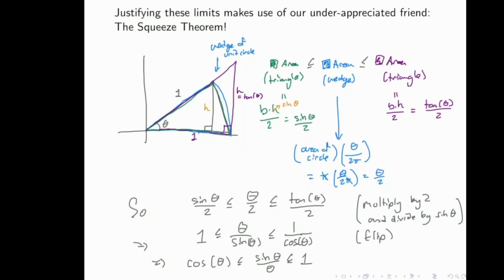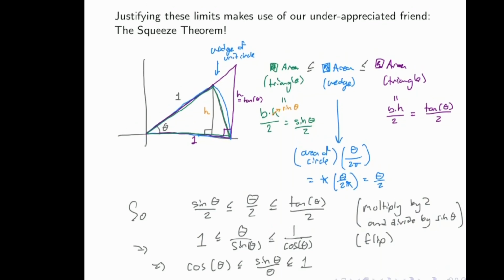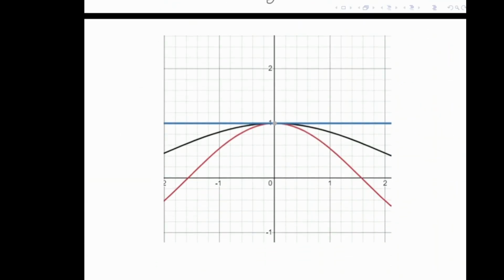Okay, so we justified that in a bit of an abstract way. We looked at triangles and wedges. And notice how this argument also works for negative angles. I could have included some absolute value signs, but now everything we're dealing with is positive. But let's see this visually, that this squeezing of functions works. This inequality of functions actually works.